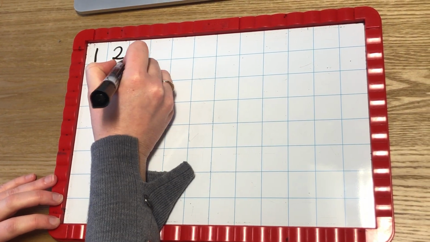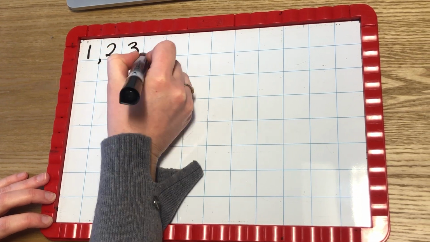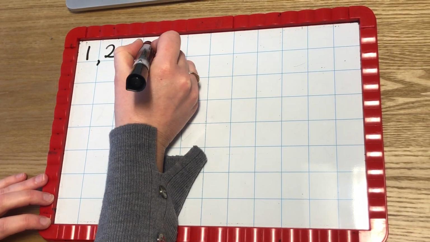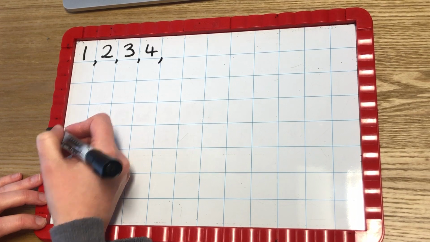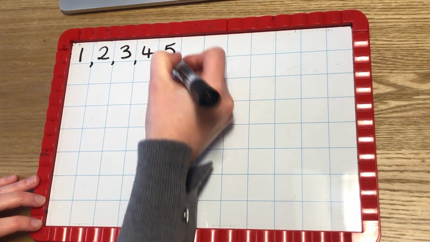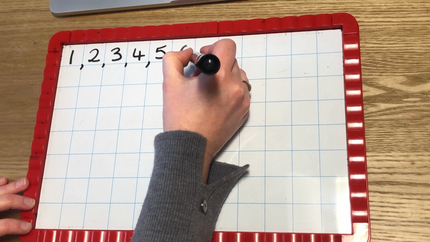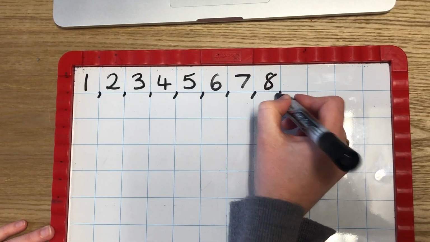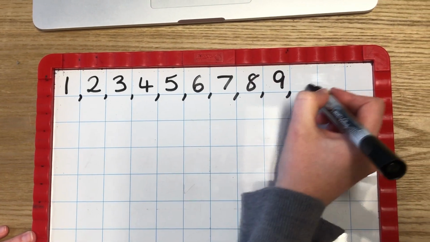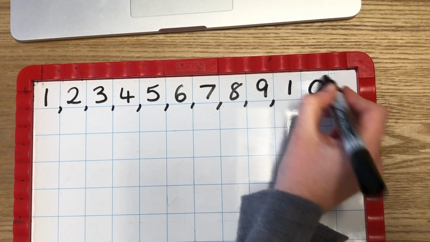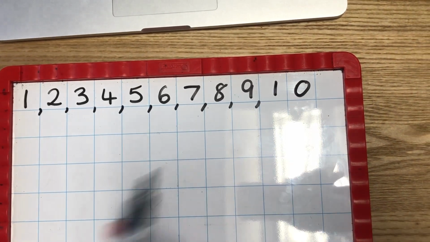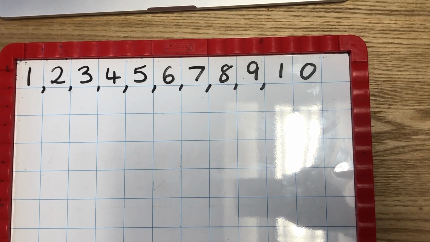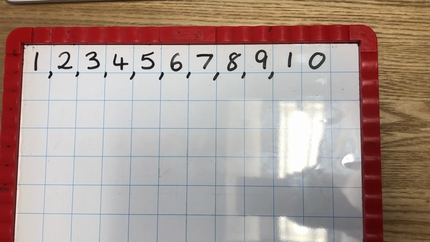2, 3, 4, 5, 6, 7, 8, 9, 10. And for the number 10, I must put one digit in each box to present it properly. And I'm also going to need some sort of counter.